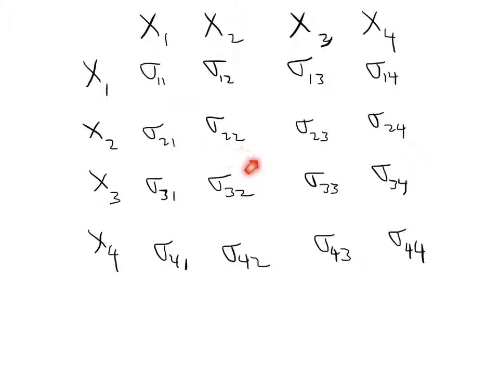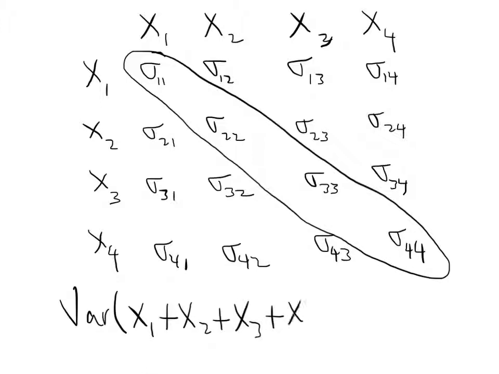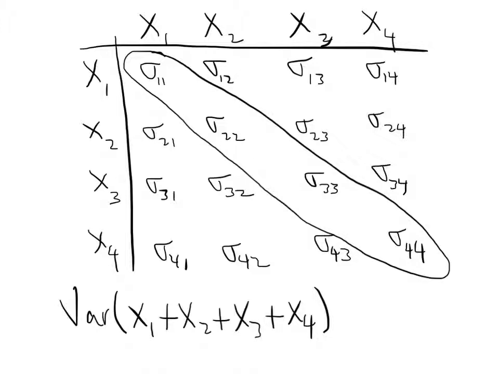On the diagonal of this matrix, what do we notice? These are the covariance terms of each random variable with itself. So it turns out the diagonal of this matrix is very special. It contains the variance terms. So what we really want to do when we compute the variance of x1 plus x2 plus x3 plus x4 is we just want to add together all of the terms in this matrix, which include the variance terms.